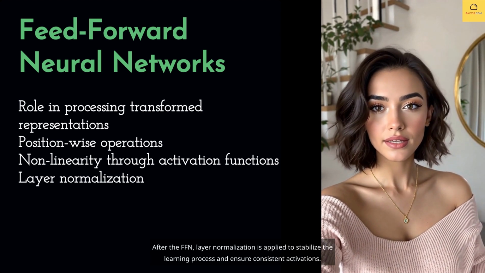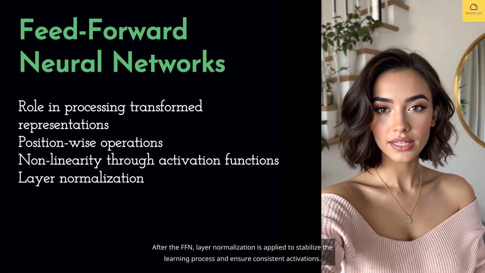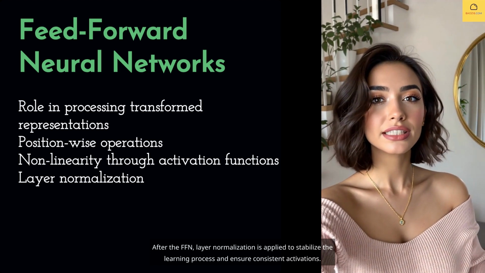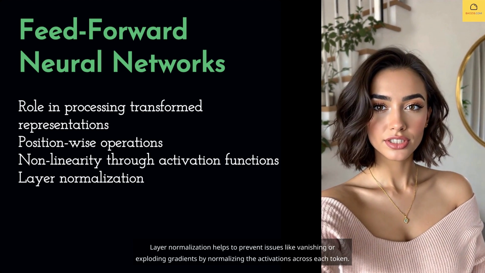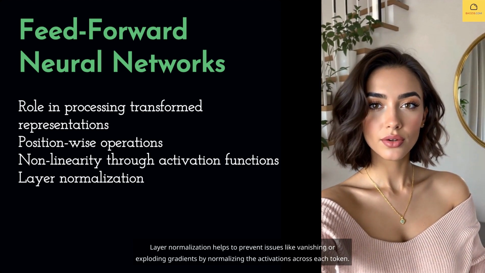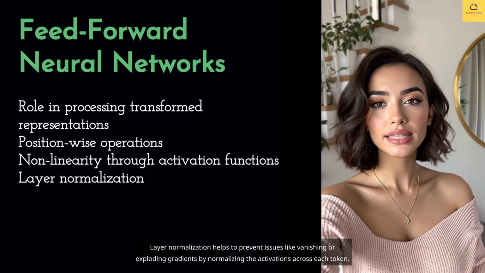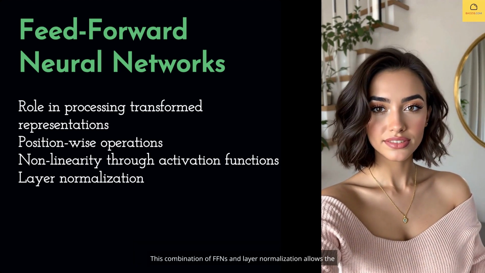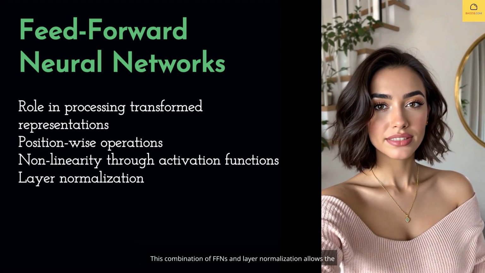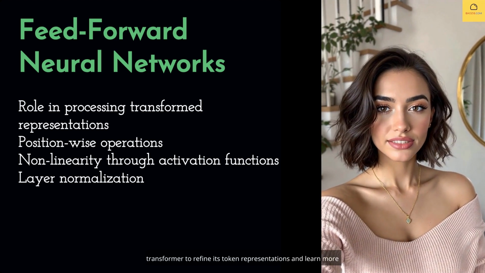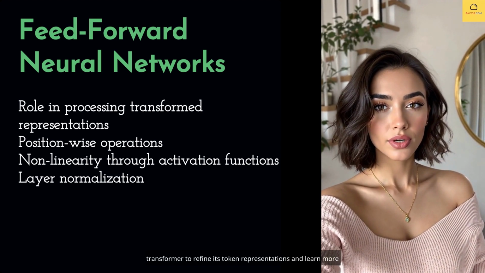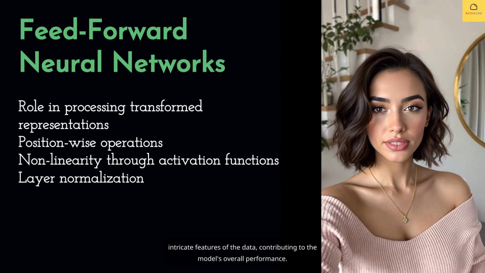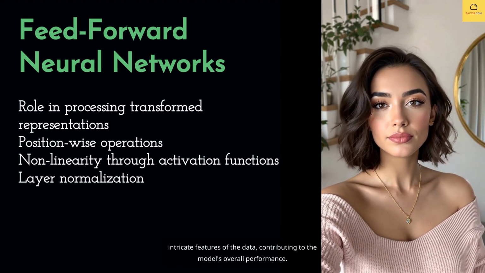After the FFN, layer normalization is applied to stabilize the learning process and ensure consistent activations. Layer normalization helps to prevent issues like vanishing or exploding gradients by normalizing the activations across each token. This combination of FFNs and layer normalization allows the transformer to refine its token representations and learn more intricate features of the data, contributing to the model's overall performance.